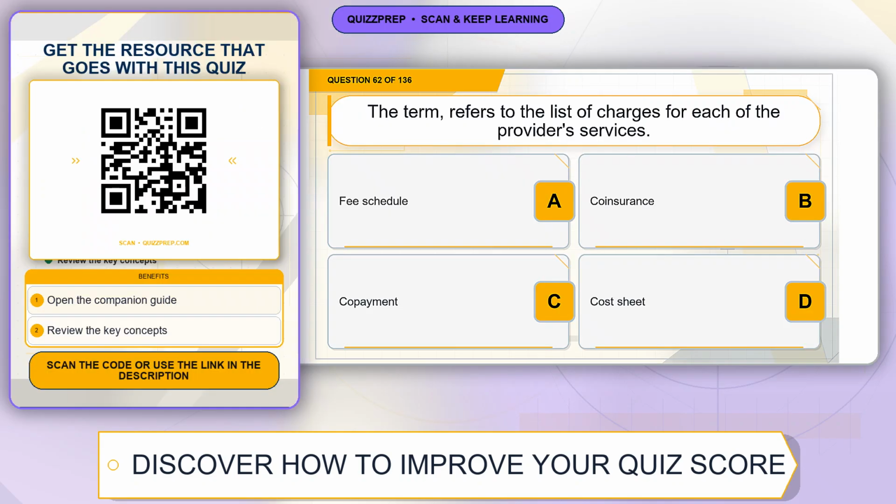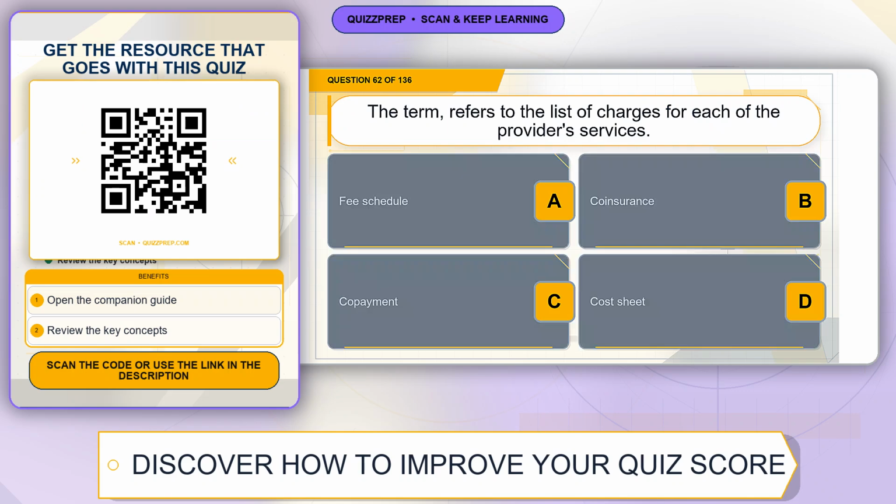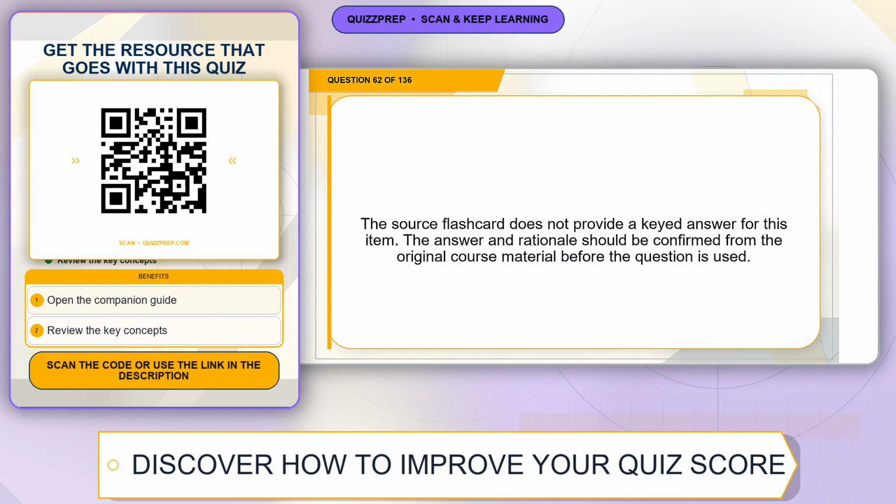Question 62. The term refers to the list of charges for each of the provider's services. Option A, fee schedule. Option B, coinsurance. Option C, copayment. Option D, cost sheet. The correct answer is not shown. Explanation: the source flashcard does not provide a keyed answer for this item. The answer and rationale should be confirmed from the original course material before the question is used.